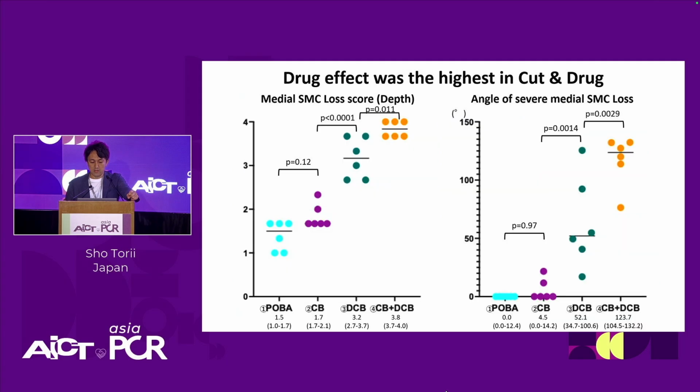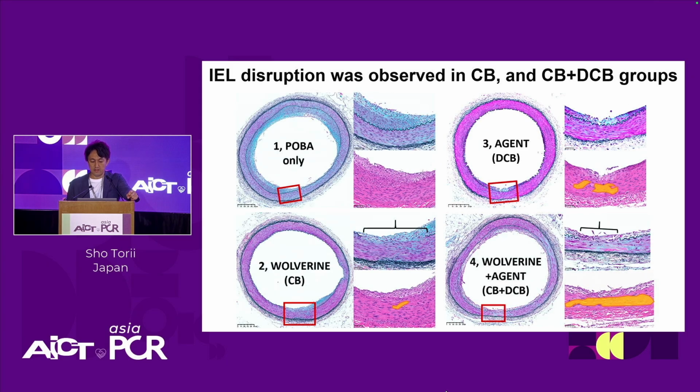We also checked the IEL, internal elastic lamina, disruption of each group. Whenever you use a cutting balloon, it has a very, very good effect, but there is an IEL disruption here, like this. There's a loss of this black line, the internal elastic lamina. So we also measured the angle with IEL disruption or EEL disruption for safety.